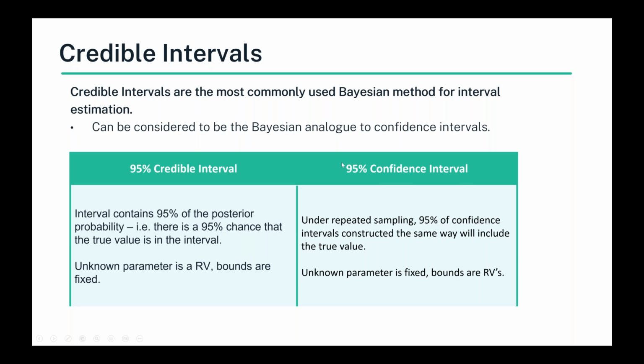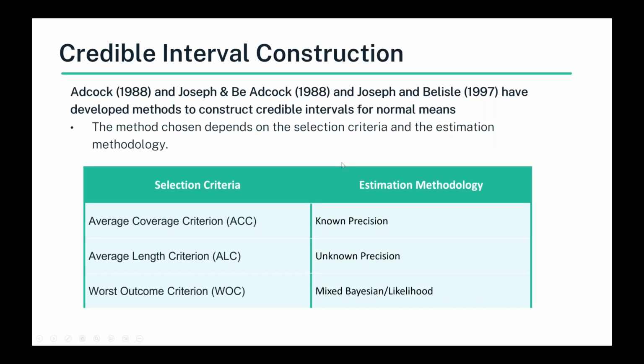So now we're going to move on to how you would construct a credible interval and the sample size determination methods that govern them. This follows methods by Adcock in 1988 and Joseph and Bélisle in 1997. And these involve the testing of normal means and incorporate uncertainty into the variance estimate. So you use prior information about the expected mean and about the precision. So here the precision is just 1 over the variance.